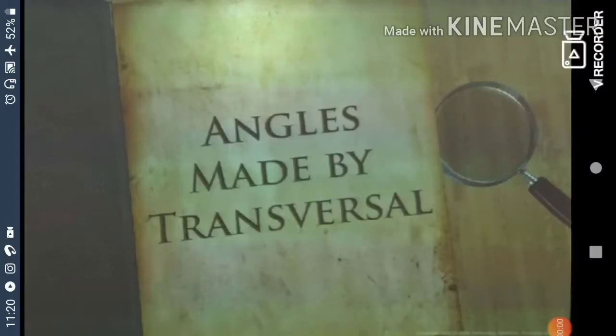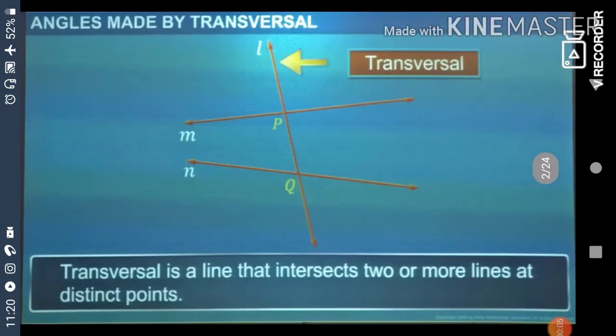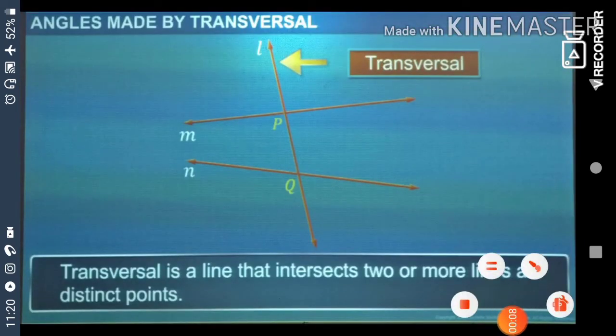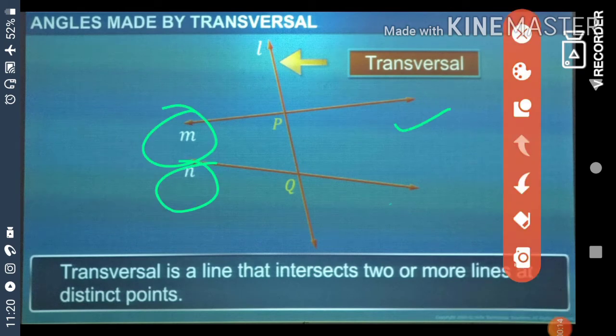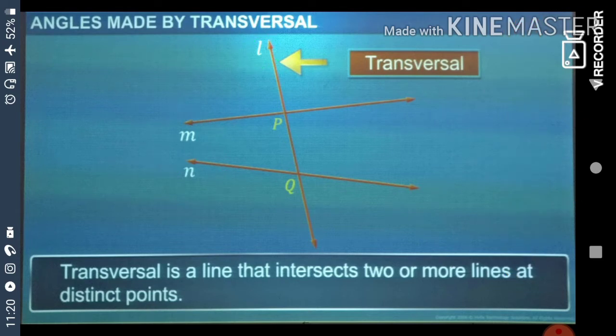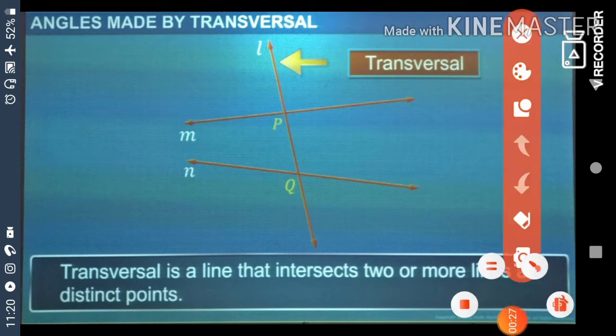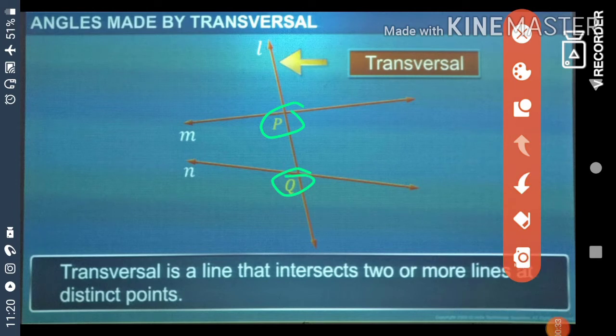Okay. So now we will talk about the angles made by transversals. As you can see here, these two lines M and N are cut by a transversal L. This L is a transversal. L is intersecting these two lines at two distinct points, at P and at Q. At these two distinct points, this transversal L intersects these two lines M and N. Okay, this is a transversal.